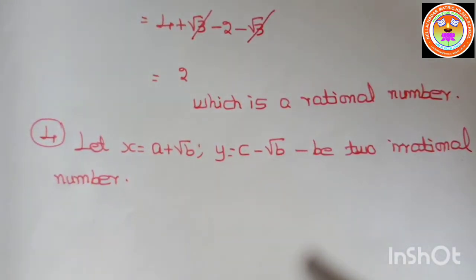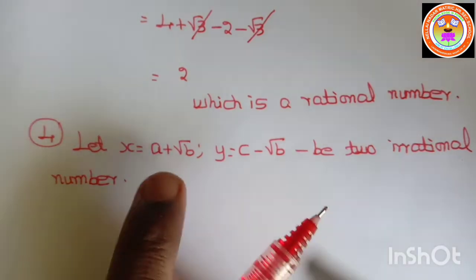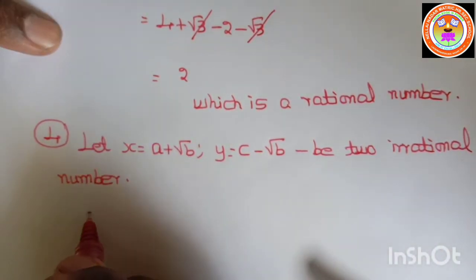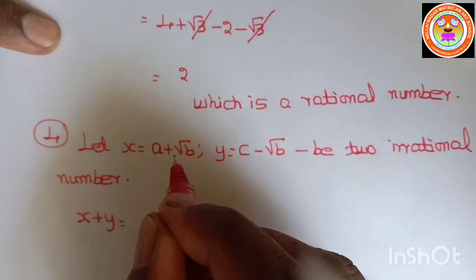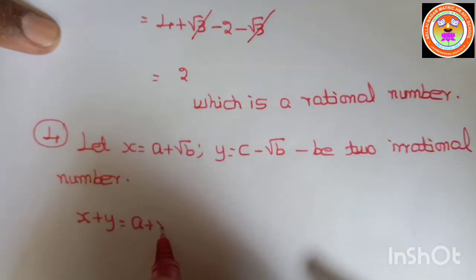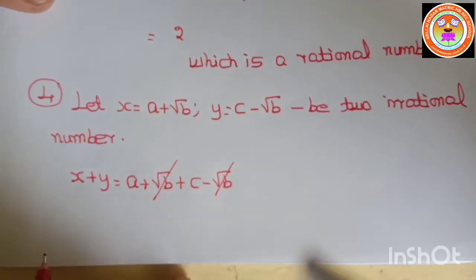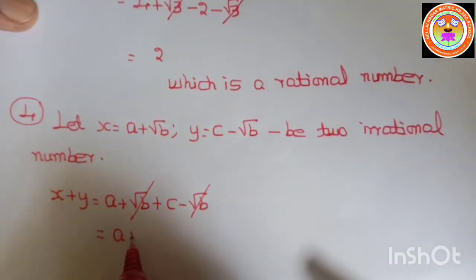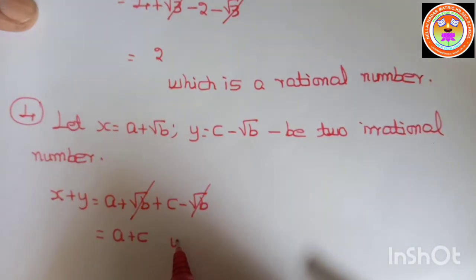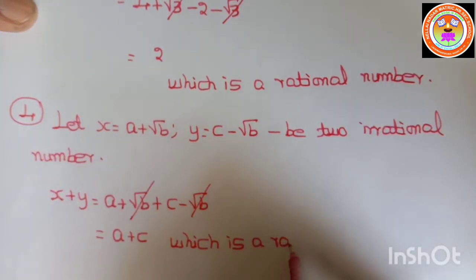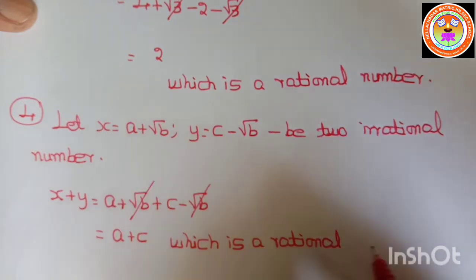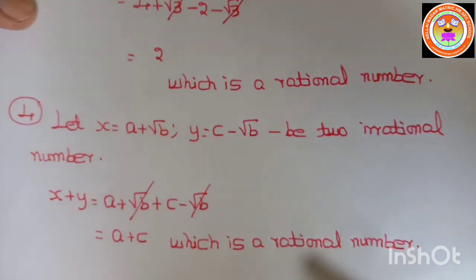The sum is a rational number. What is the meaning of the sum? We add these two: x plus y. X is a plus root b, y is c minus root b. Minus root b plus root b get cancelled. A plus c, which is a rational number.